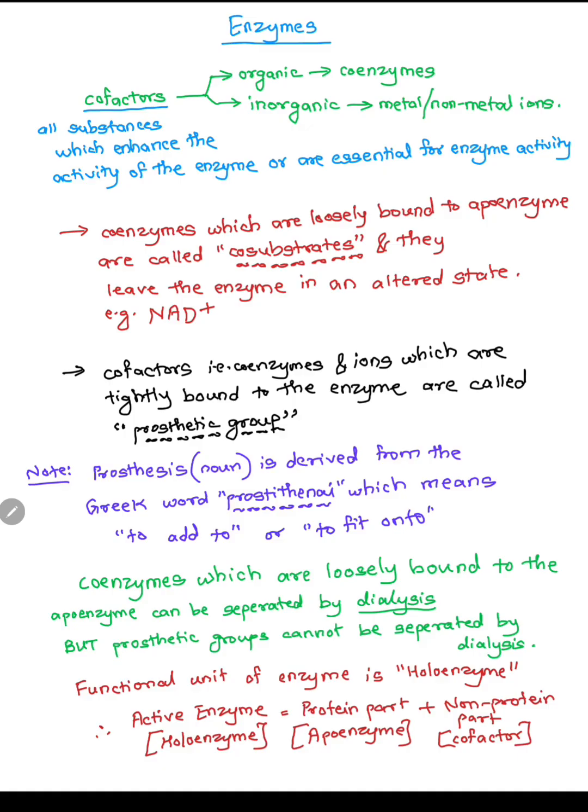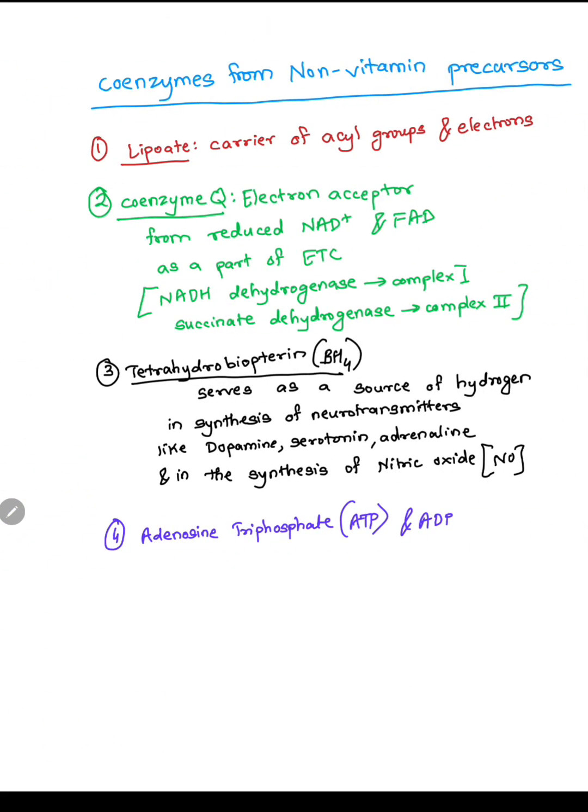So the functional unit of enzyme is called holoenzyme. Active enzyme or holoenzyme is protein part apoenzyme plus non-protein part cofactor. Coenzymes from non-vitamin precursors are lipoate, coenzyme Q, tetrahydrobiopterin, adenosine triphosphate, and adenosine diphosphate.